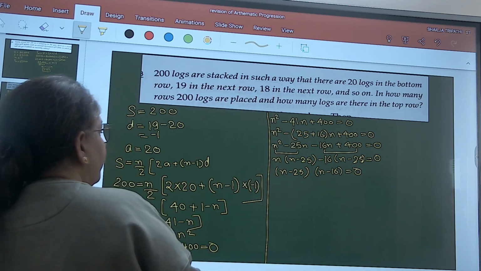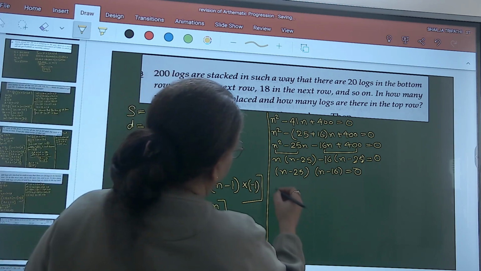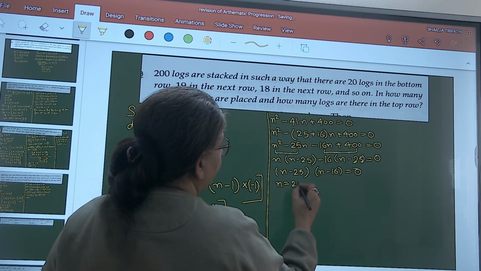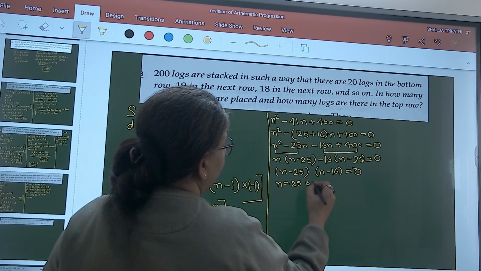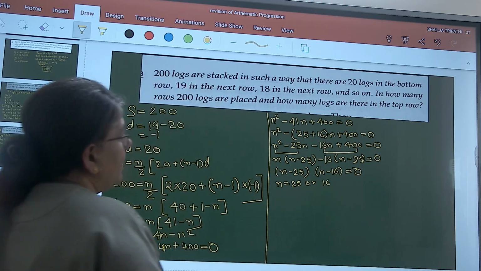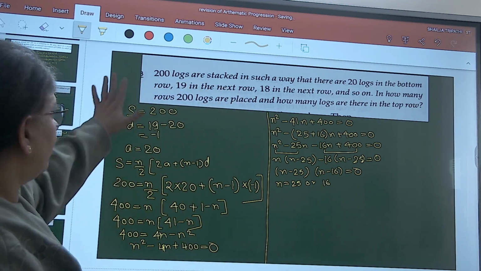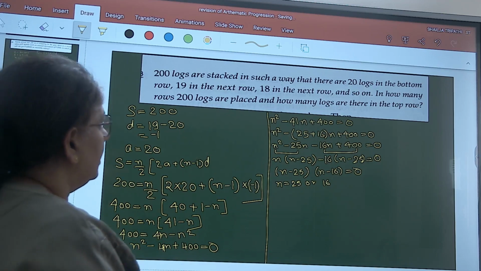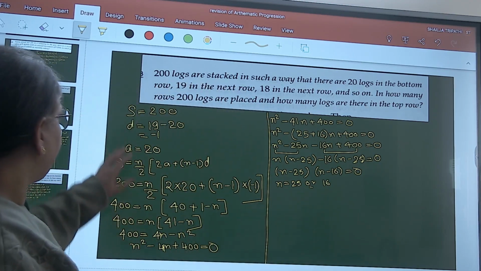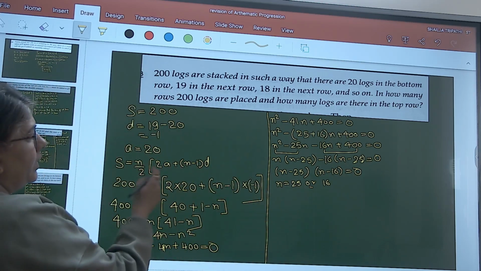So now we have two values of n, that is 25 and 16. See, n is either equal to 25 or 16. So we have to see which will fit in this equation or according to the question. See, if n is 25, now let's put n is equal to 25 in this equation.